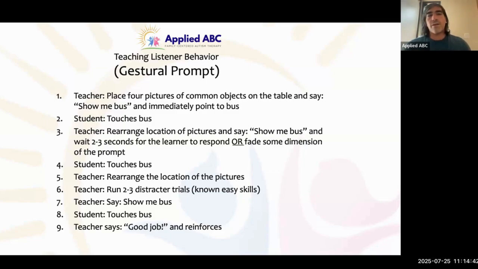Student touches bus, rearrange. Between every trial, you always want to shuffle it around, like three card Monty. Then you say, "Show me bus," and wait 2 or 3 seconds for the learner to respond, or you fade some dimension of the prompt. Instead of taking their hand all the way there, you move their hand in the right direction, or go back to a gesture or model, whatever it is. You pull it back in some way. Then rearrange again, make sure they're successful, show me bus, touches the bus, all on their own. Good job, reinforcement.